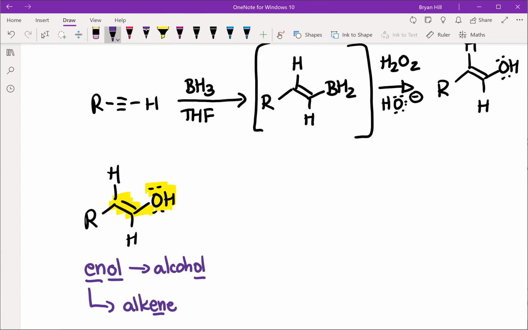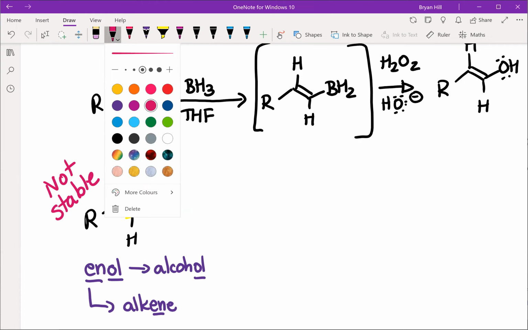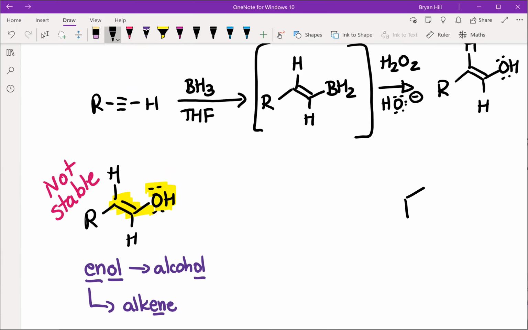Now, enols are not stable. So the key point here is these are not stable. There's one type of alkene which is stable. Well, there's a couple, but the most popular type of alkene that is stable is something entirely different. And that would be this. This would be a phenol, right? It's got the same structure here, but they are stable, and it's stabilized because of the aromatic ring. So we'll talk about those later on in the course.